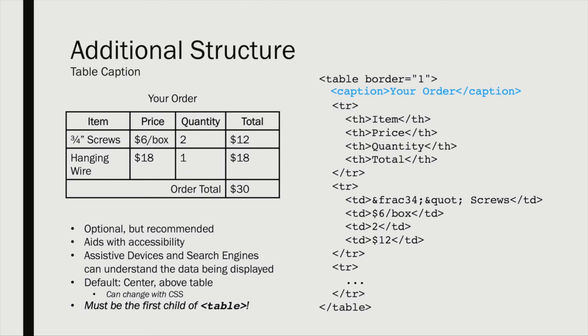But one thing you must keep in mind, if you're using a caption, it must be the first child of your table. You can't put it at the bottom of your table. You can't put it in the middle of a TR. You can't put it in the middle of a TD. It must be the first child no matter where it's placed visually on the table. If you're going to use a caption, put it right after your table tag.